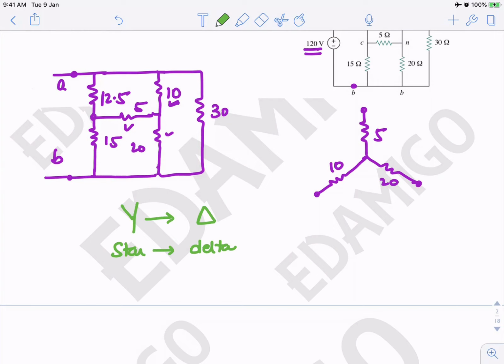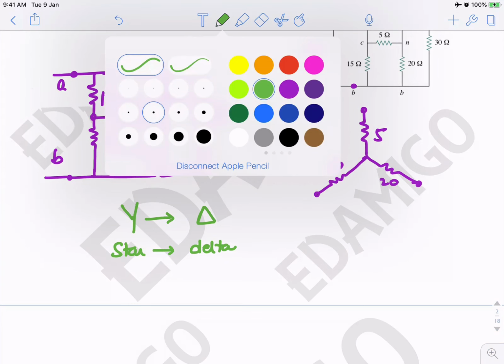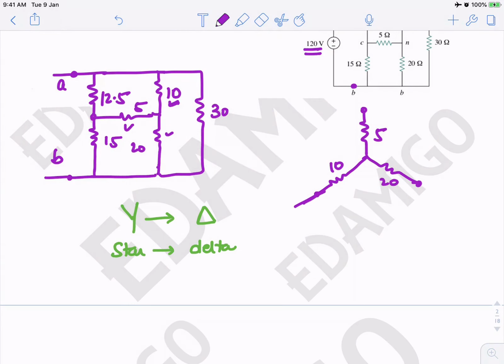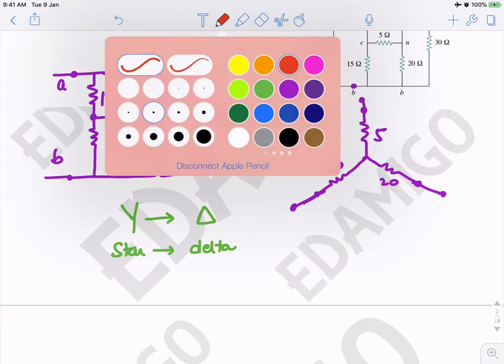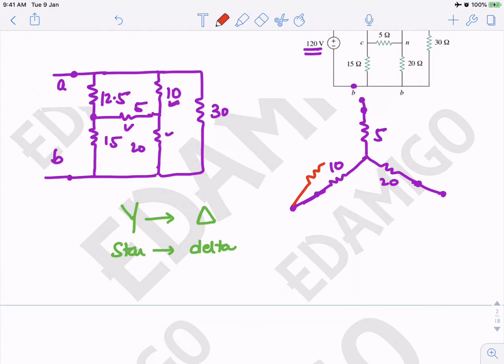Now I will explain how to learn the formula, because many times we forget the formula for this conversion. This method will help you in learning it. We have to convert this purple network into the red network as we can see here. Let us say this is C, this is D, and this is E.